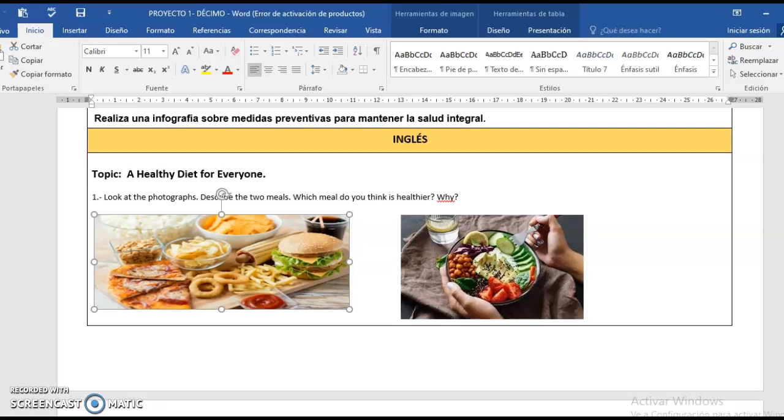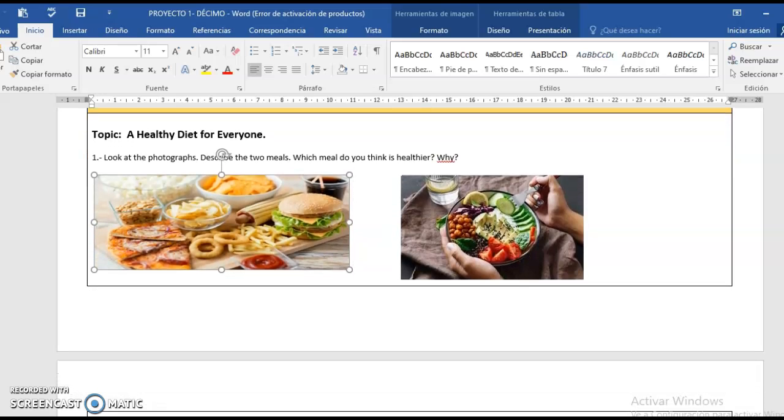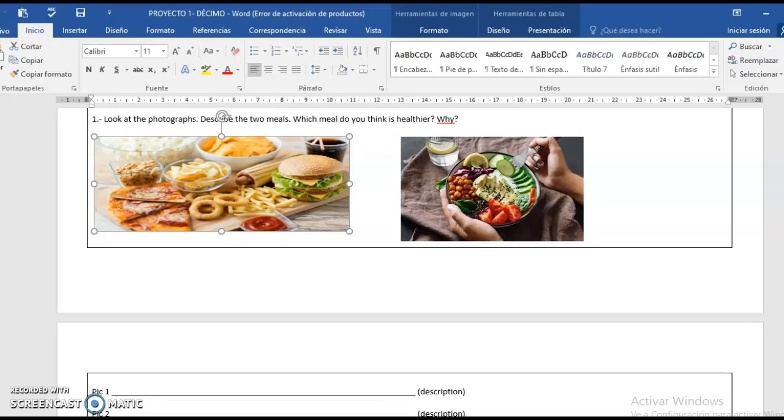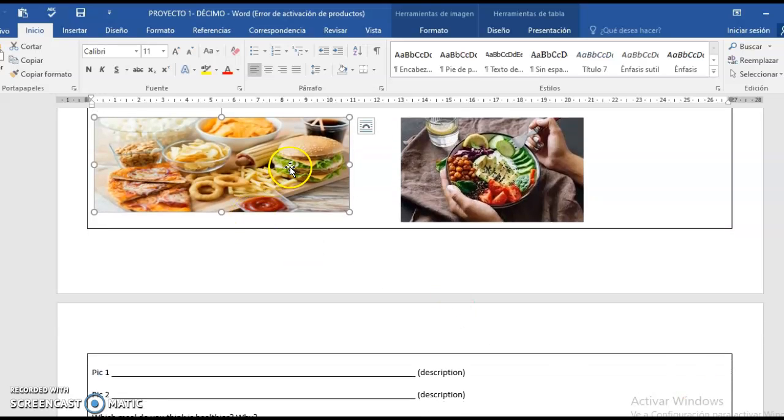What do you see in picture number 1? What do you see here? Picture number 1, I see hamburgers. So you start describing here. I see pizza. Describe it. So you can describe with everything that you can find here, right? Picture number 1. Picture number 2, you describe here.